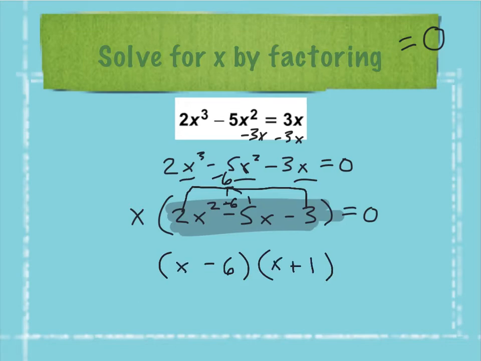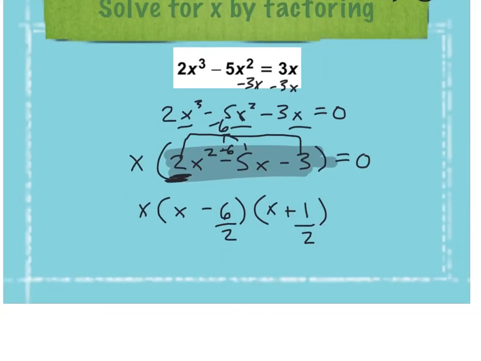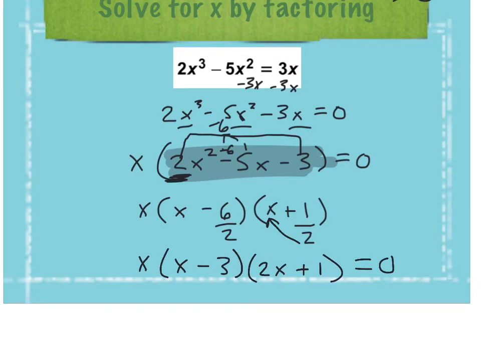What do we have to do next? We divide by this number out front. So we have x times x minus 3 times 2x plus 1. So this is just a review of what we've done in the past.